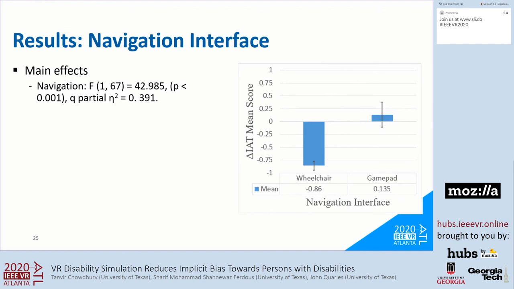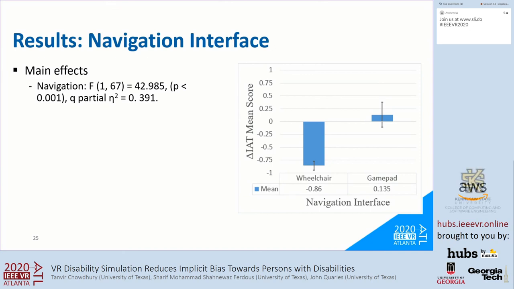Looking at the Delta IAT score result for the navigation interface group, main effect analysis showed that the change in bias towards people with disability was greater for participants in the wheelchair interface condition than for participants in the gamepad interface condition.